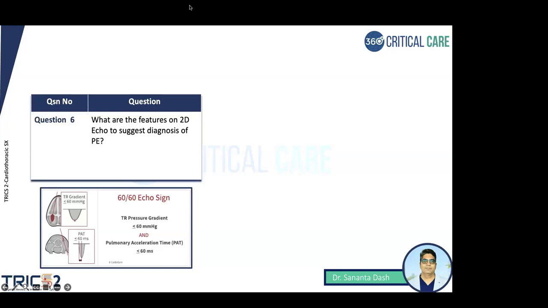Sir, if the PA pressures are less than 60 and the acceleration time less than 60 seconds, it is suggestive of acute PE versus chronic right heart failure. So if these two features are there, and RA, RV dilatation with the septal flattening. Sir.